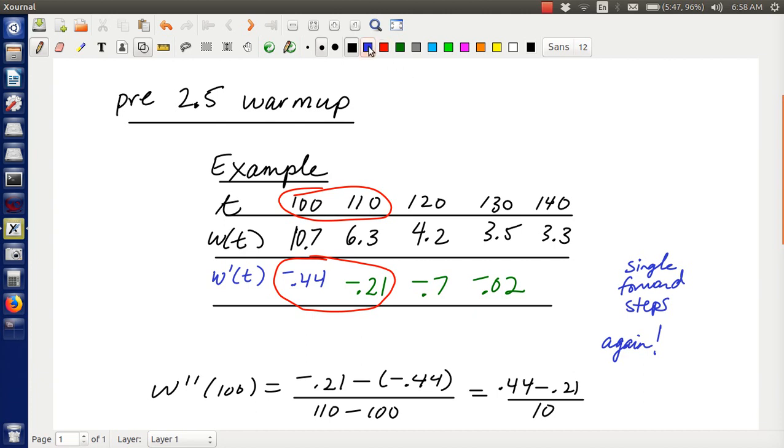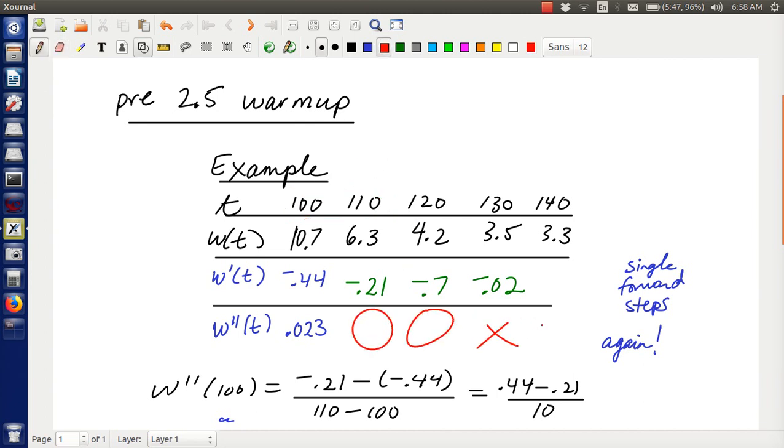And so what's going to end up happening when you calculate that, you're going to get 0.023. Okay, so I'm going to pause, and you're going to fill in these 2 circles. Let me get rid of these big circles first. Okay, I want you to fill in those 2 circles, and again, these 3 positions are not going to be filled out now. However much data you have for w, you get less for w prime and yet less for the second derivative. So you have only 2 to calculate this time. So pause.